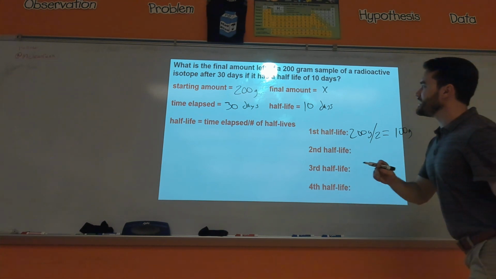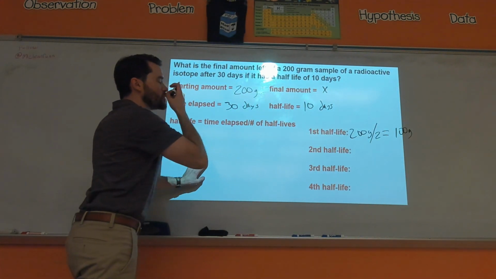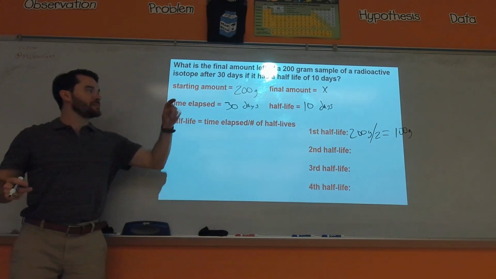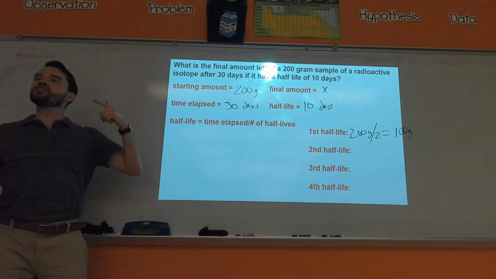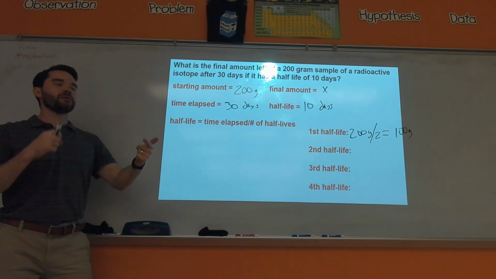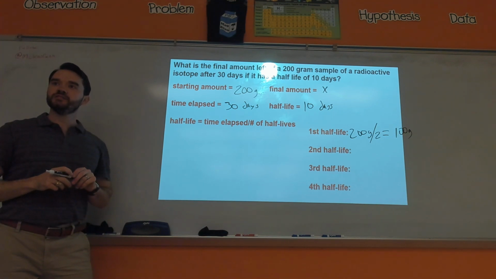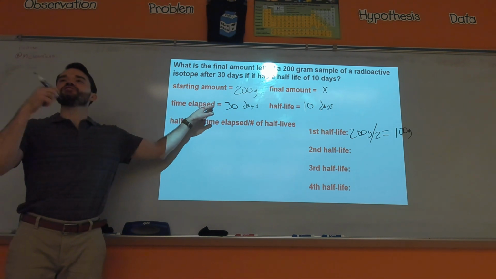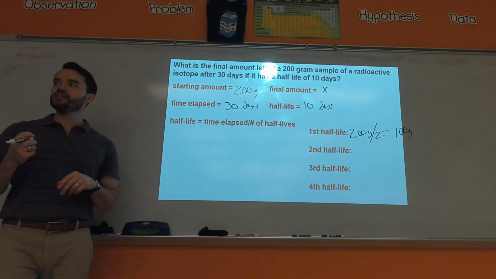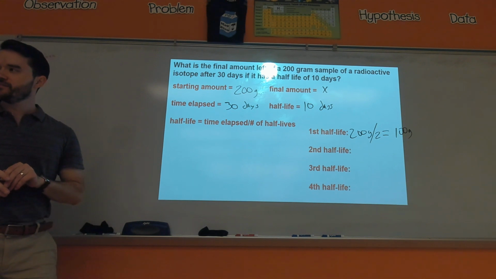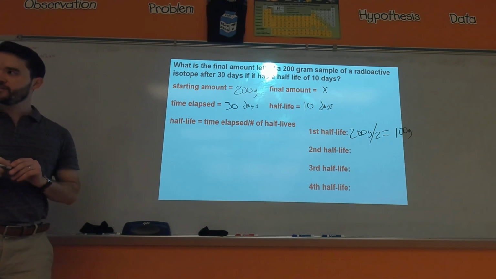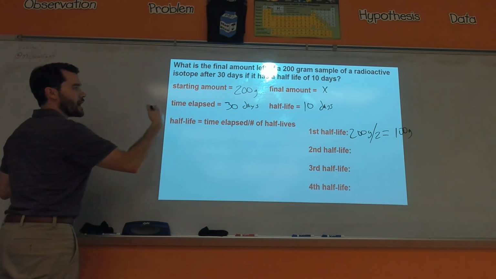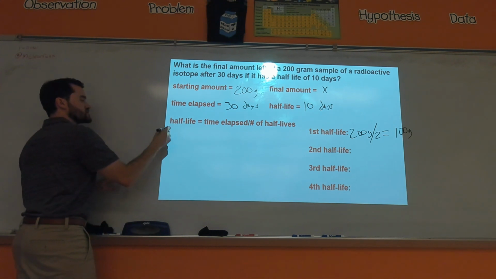Now, to find out the final amount, what you need to ask yourself is, how many half-lives am I doing? How many times will I keep dividing 200 by 2? How could we figure out the number of half-lives we do? Time elapsed. So what's time elapsed again? That's how much time has gone by. So 30 days has gone by. You do time elapsed over half-life. Yeah, good.